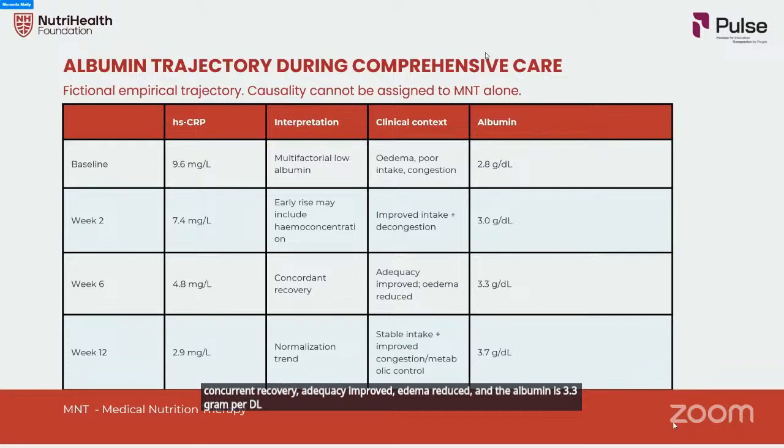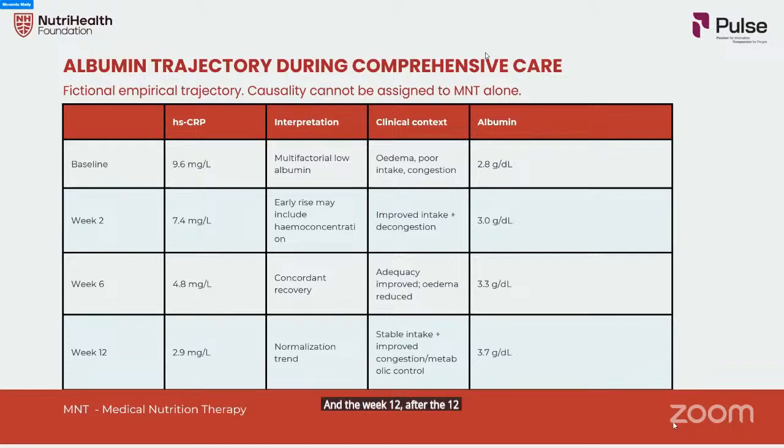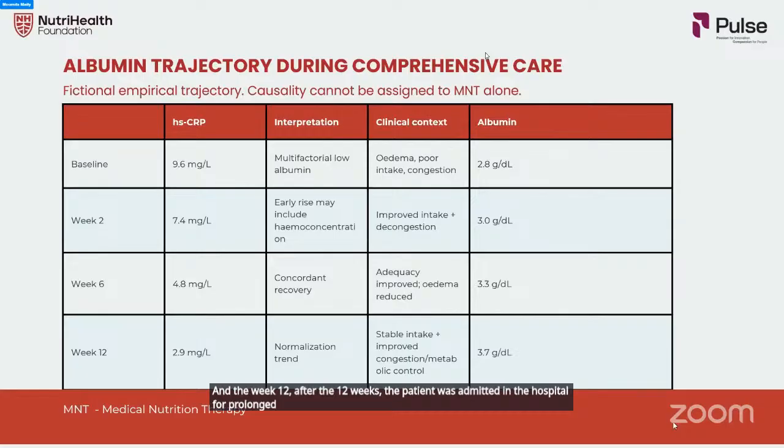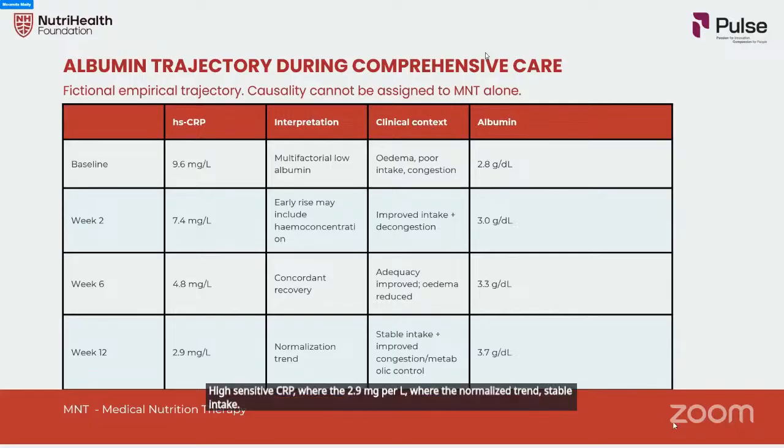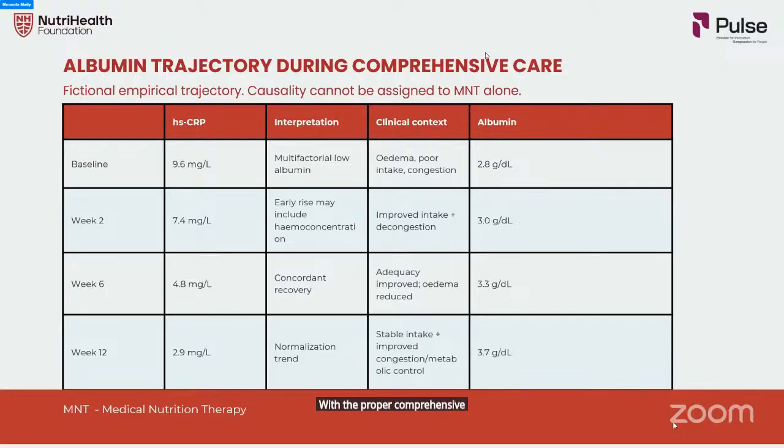At week 12, the patient was admitted in the hospital for a prolonged time, where CRP sometimes is not detected with the normal CRP. That's why our intensivist suggested the high sensitivity CRP, which was 2.9 mg per L, showing a normalized trend, stable intake, improved congestion, metabolic control, and the albumin level is 3.7 gram per dL. So albumin trajectory definitely improved with proper comprehensive, tailor-made care.